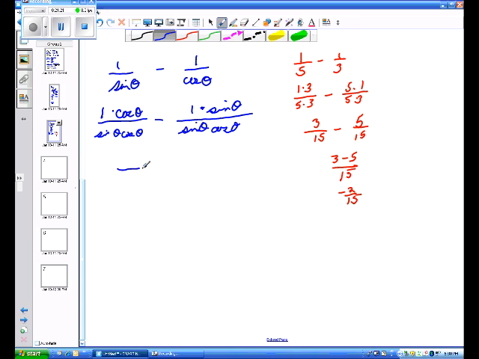So what we ended up with, and I'm just going to write it over one denominator, we ended up with cosine theta minus sine theta over sine times cosine. So you do your addition and subtraction exactly the same way. You're going to have to get a common denominator, make equivalent fractions, and then do the computation.